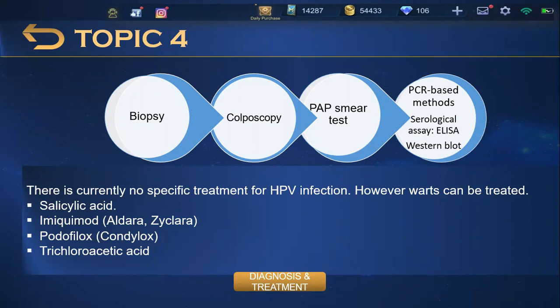Next is podophyllox or Condylox, another topical prescription. Podophyllox works by destroying genital wart tissue. Lastly is trichloroacetic acid. This chemical treatment burns off warts on the palms, toes, and genitals.